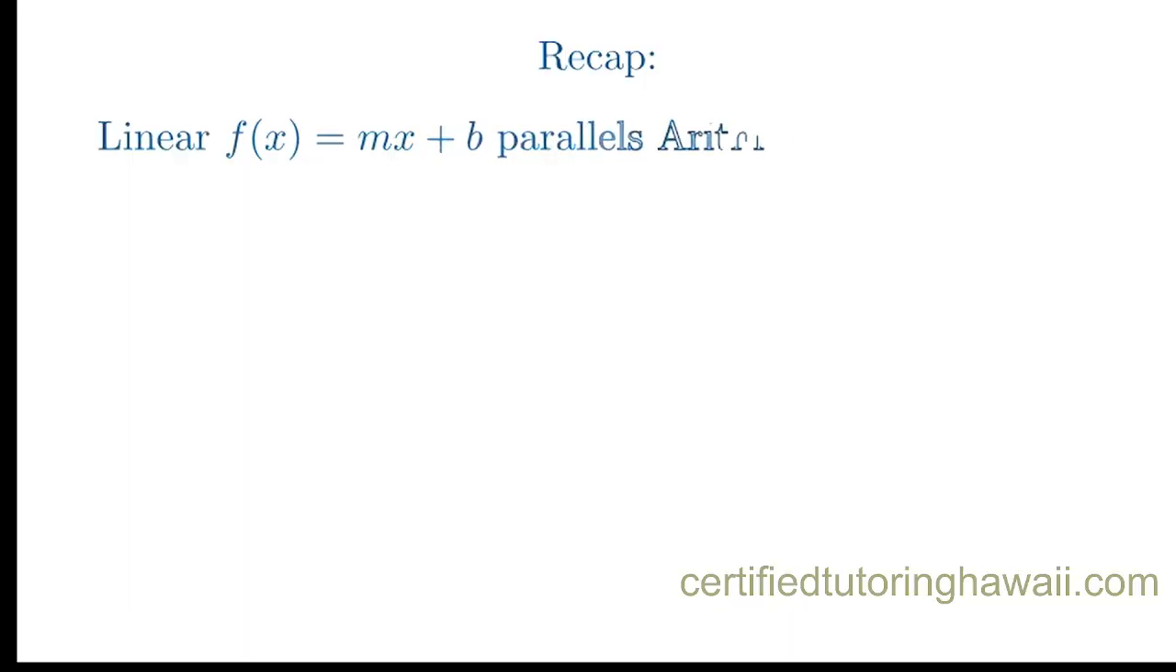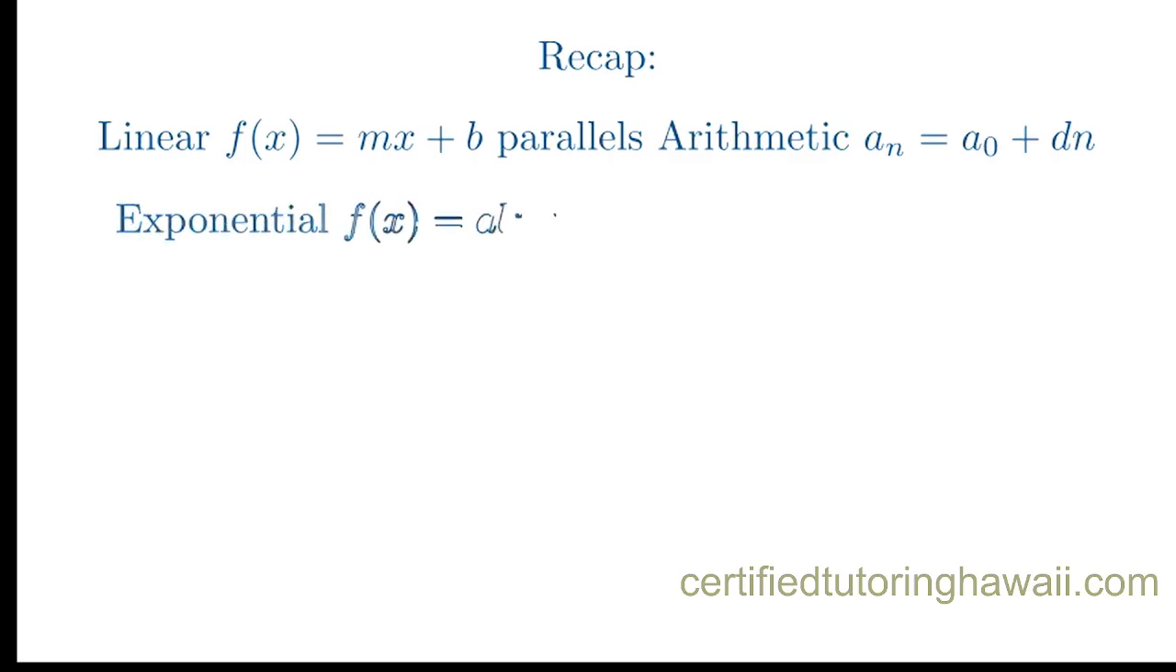Let's quickly recap what we've learned today. We started by seeing that linear functions, like f of x equals mx plus b, are the continuous version of arithmetic sequences. The slope-intercept form f of x equals mx plus b resembles the arithmetic sequence formula a sub n equals a sub 0 plus dn. And we learned that exponential functions, f of x equals ab to the x, are the continuous version of geometric sequences. The exponential form f of x equals ab to the x parallels the geometric sequence formula g sub n equals g sub 0 r to the n.